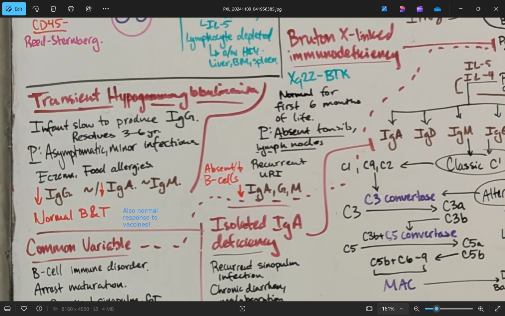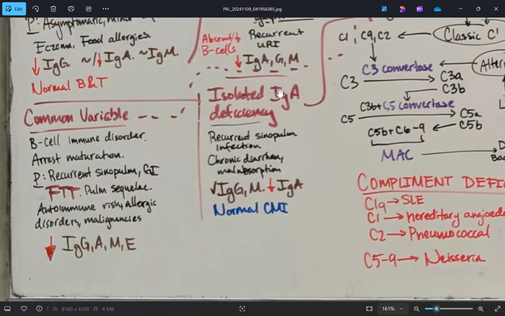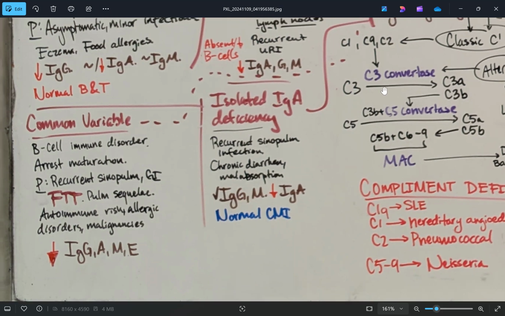Next up, we have common variable immunodeficiency. It's a B cell immune disorder where your maturation is arrested. So you'll have recurrent sinopulmonary and GI infections. You'll also have a big distinction, which is failure to thrive. So when you see failure to thrive, you're thinking an immunodeficiency, common variable. You also have pulmonary sequelae, which makes sense if you don't have any maturation of B cells. You have complications with pulmonary infections.